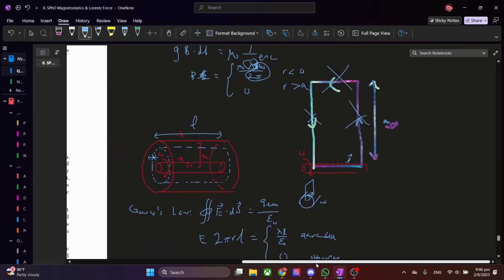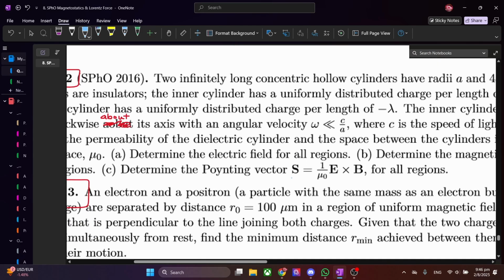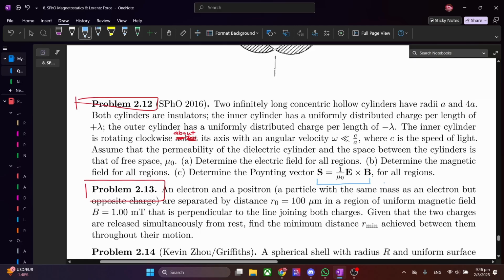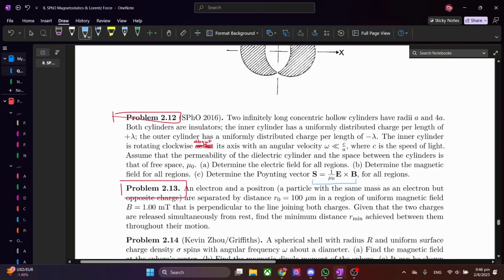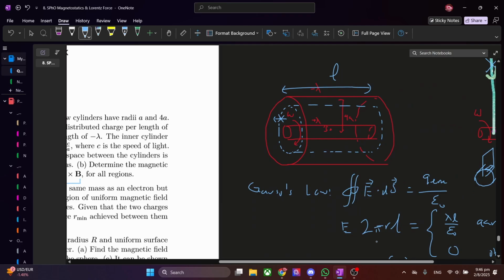Now, our final question is to calculate the pointing vector. This pointing vector, you don't really need to know what it is, but it's basically a vector that points along the propagation of energy, sort of. But here it doesn't really matter. They just ask you to determine the pointing vector in all regions. And it turns out this is really easy.